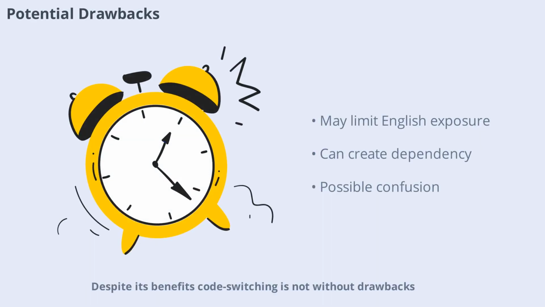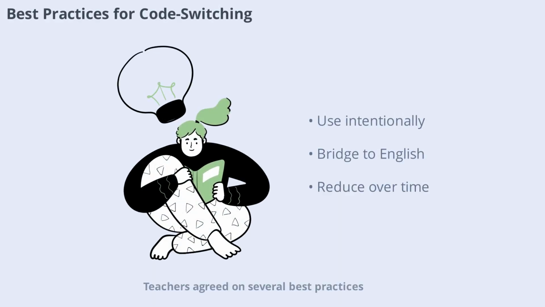Despite its benefits, code switching is not without drawbacks. Some teachers express concerns that frequent code switching might limit students' exposure to English, create dependency on their native language, or disrupt the flow of communication. Others worried it could hinder the development of English fluency and independent learning. However, overall teacher responses were neutral, indicating that the perceived negatives depend on how code switching is implemented and the specific classroom context.